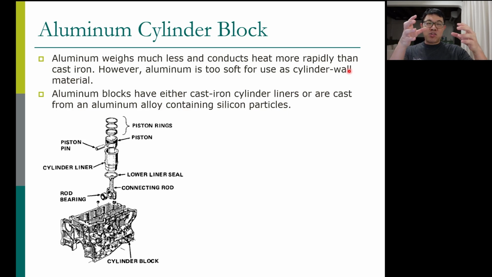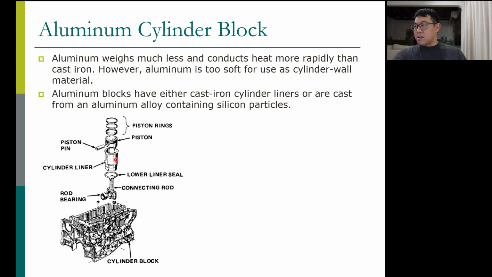Because for the cylinder wall you have the piston moving inside, and you have the piston ring attached to the piston to seal. So the piston ring scratches the cylinder all the time as it moves on the cylinders. Therefore we have to have a strong cylinder wall. Therefore, if you want to use an aluminum block, you either have to use cast iron cylinder liners.